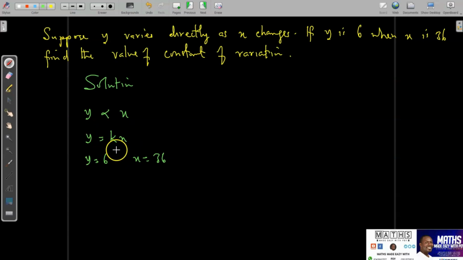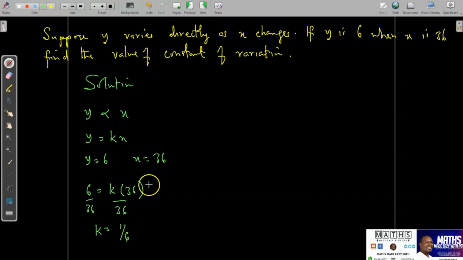And in this case, to do so, we've learned about how to substitute variables. So we can say that 6 will be equal to k multiplying 36. And in finding your k value, then you have to make k the subject. And therefore, we divide both sides by 36. So finally, k value will be what? 1 out of 6. Very good. 1 out of 6. So it tells you that the constant of variation value is 1 out of 6.